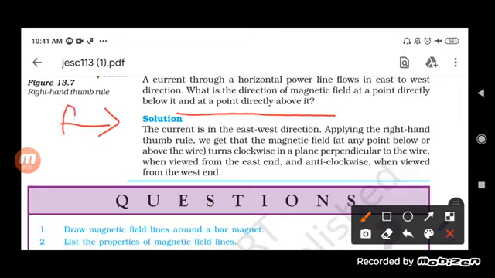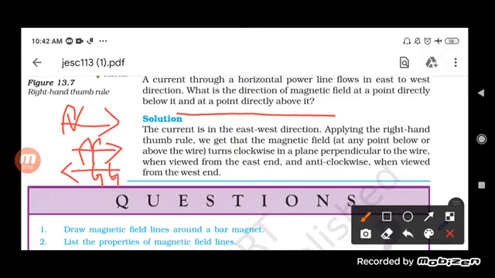It turns either clockwise, or if it is viewed from the east end, then it will be anti-clockwise. It means that if the current is moving on the west side, the magnetic field that is produced here will be clockwise, and if it is on the east side, then the magnetic field which is produced here will be in the anti-clockwise direction.